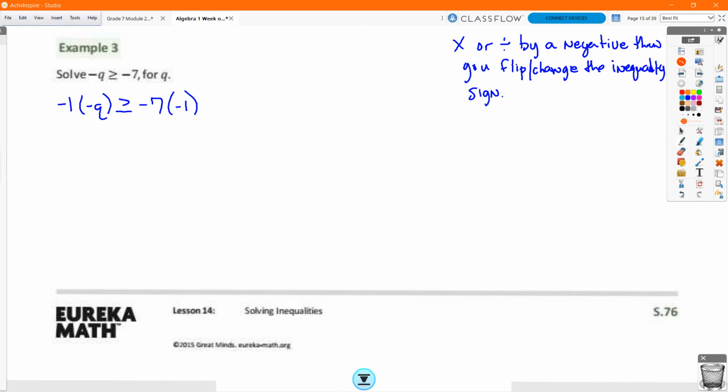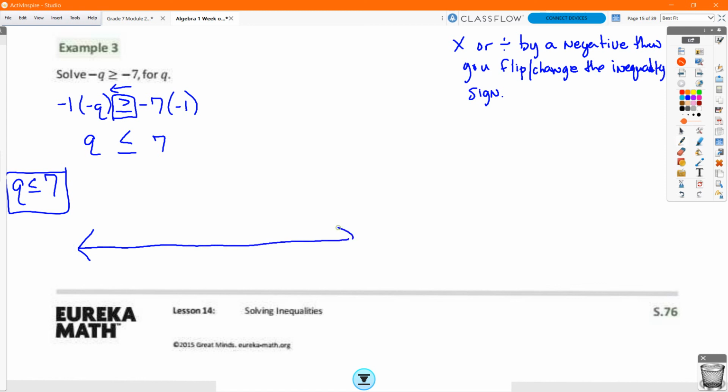Now, I'm about to do something here that you're going to be flipped out on. Negative 1 times a negative q is q. Negative 7 times a negative 1 is 7. This now changes direction and goes the other way. q is less than or equal to 7. So your set notation is now q is less than or equal to 7. That is your set notation. And I'll show you why this works out this way, okay?